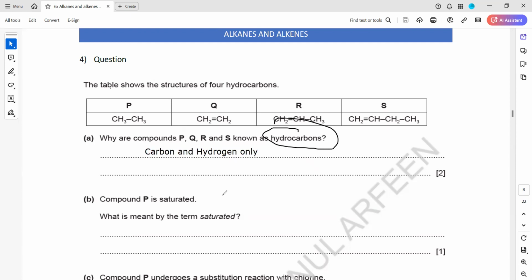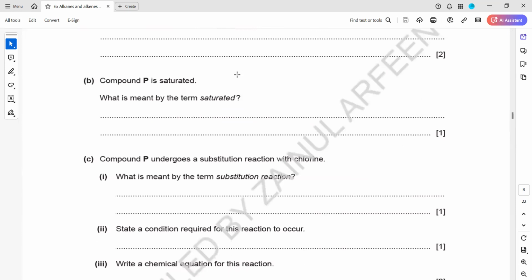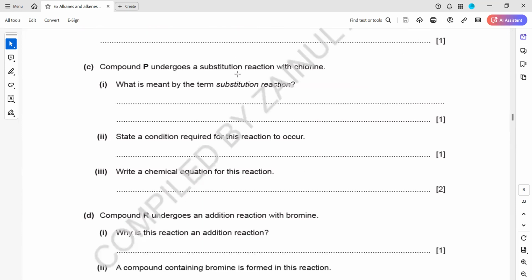P is a saturated hydrocarbon. So what is meant by the term saturated in terms of hydrocarbon? It means it contains single bonds between the carbon atoms. Because there's a single bond throughout the structure between the carbon atoms, that's why we call them alkane or a saturated hydrocarbon. P undergoes a substitution reaction.